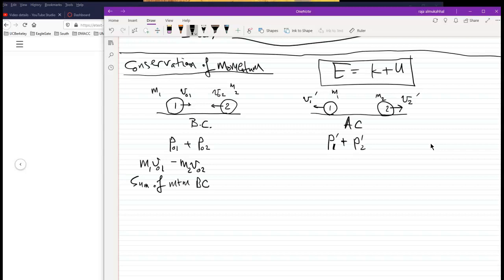Now let's do the sum of the momenta after collision, AC. Pay attention to the direction, the signs. P1 prime is going to be negative, so that's minus m1 v1 prime, plus for P2, which is to the right, m2 v2 prime. Okay? So far so good? Here is the question: how are those two sums, before and after, related? It turns out they will always be equal.